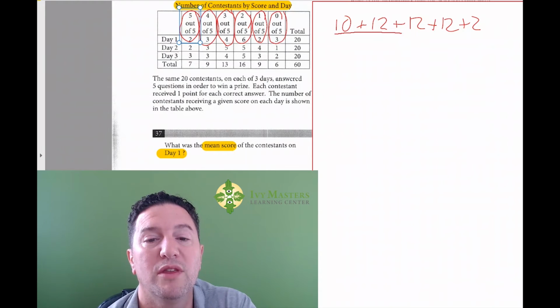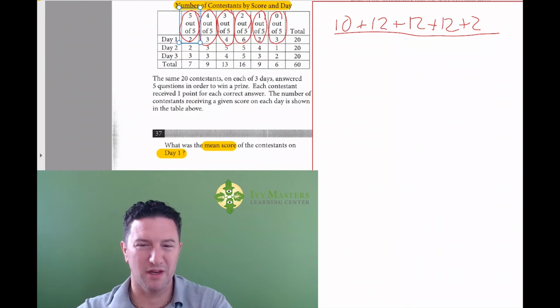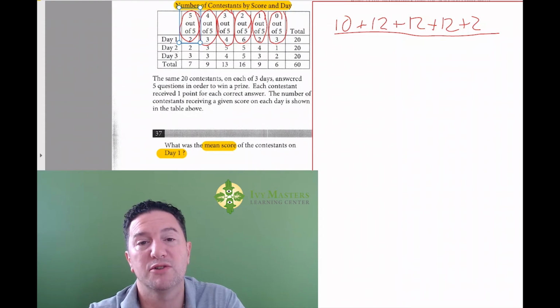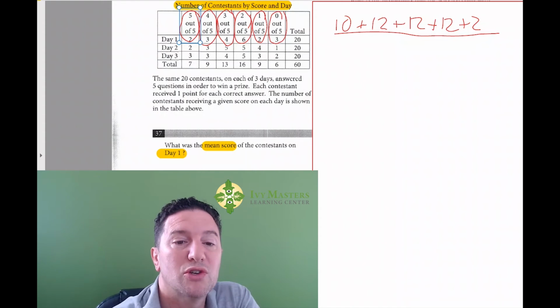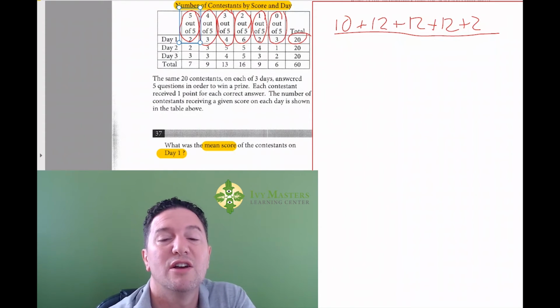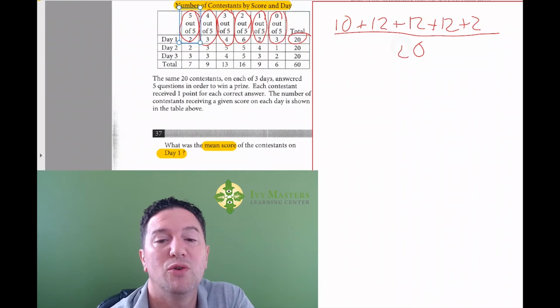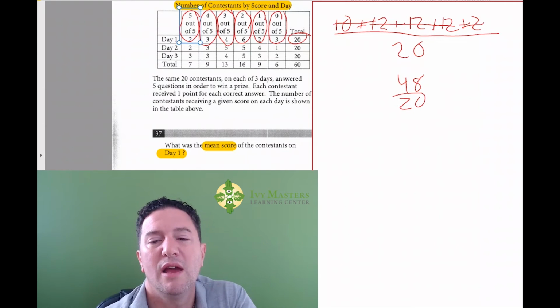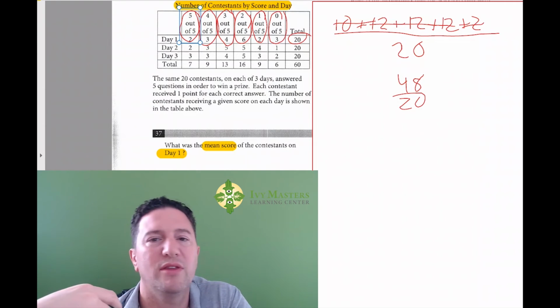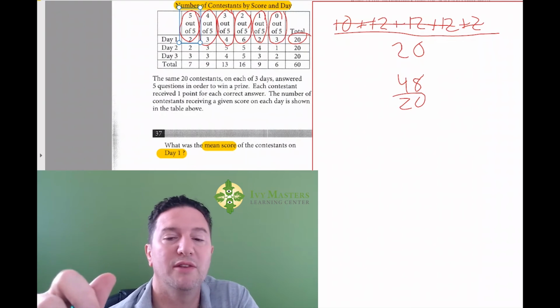Now what you've got to do with the total is, a lot of times students will say in this case, you've got to divide by 5 because you're adding 5 numbers. But there's a total of 20 contestants, so you actually have to divide by 20. And if we add these up, we've got 48 over 20. And this is with calc math. Just do 48 divided by 20, enter, and you have your answer.